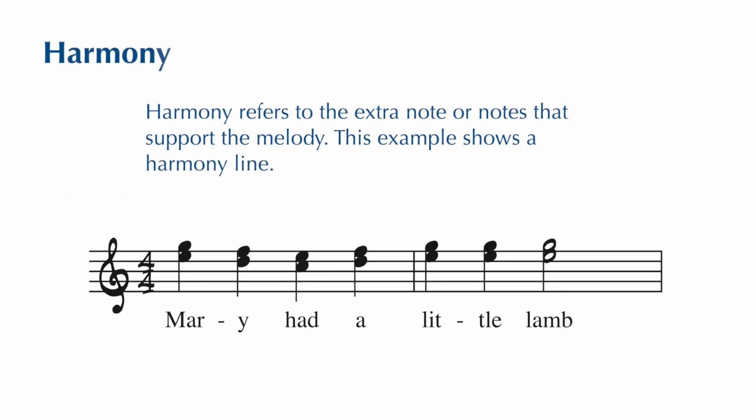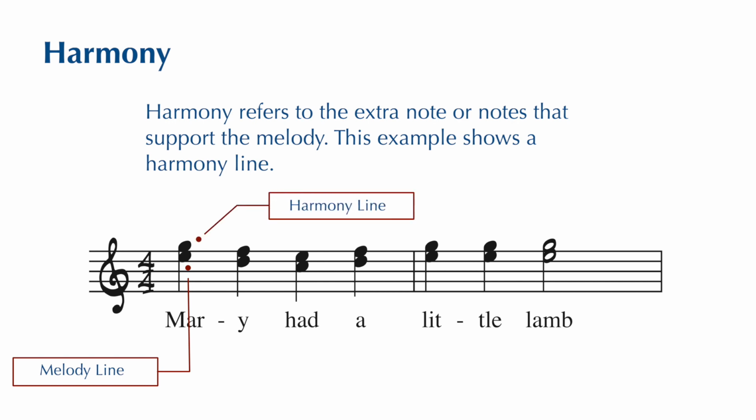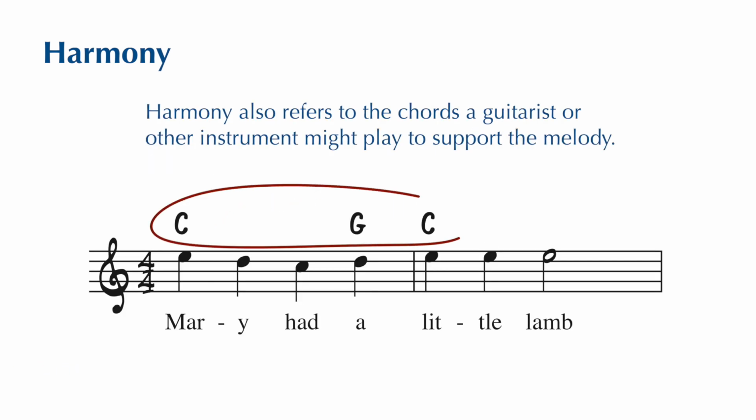In simplest terms, harmony is the extra note or notes that support the melody. If someone else is singing "Mary Had a Little Lamb" while you sing "Mary Had a Little Lamb," you are singing harmony. Harmony also refers to the chords you might play while singing "Mary Had a Little Lamb."